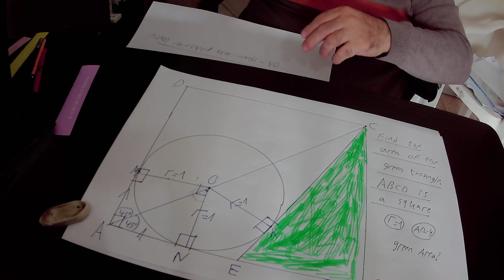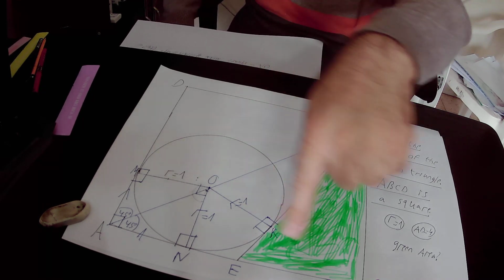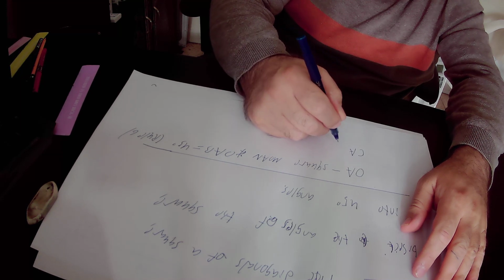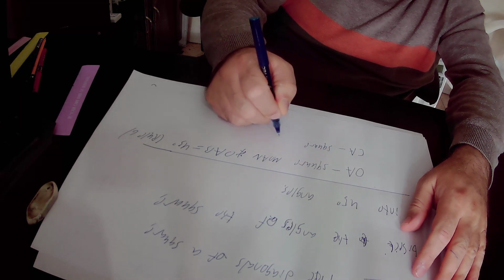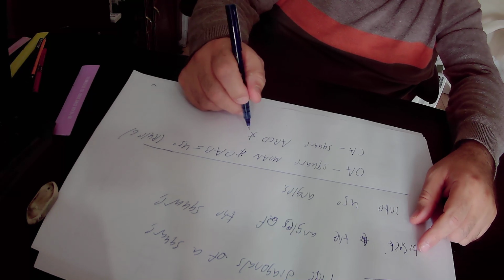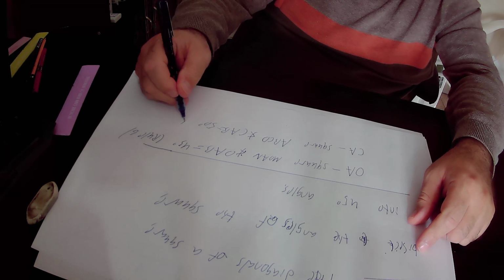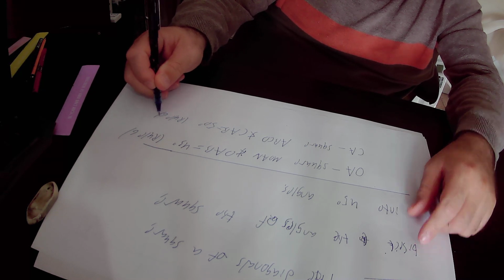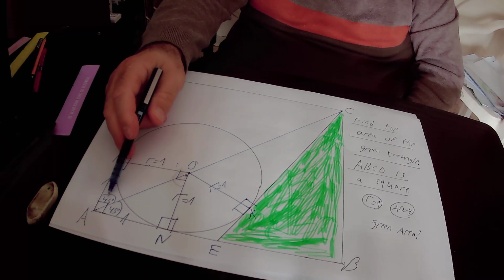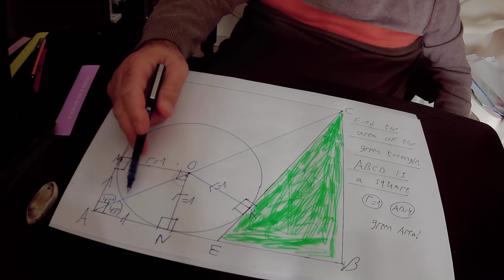Likewise, diagonal CA creates the same angle. Diagonal CA creates angle CAB that also equals 45 degrees. So diagonal CA of square ABCD creates angle CAB that also equals 45 degrees. This is true according to rule number six, because the diagonal CA in square ABCD bisects this angle into two angles of 45 degrees. That is to say, angle CAB equals 45 degrees.